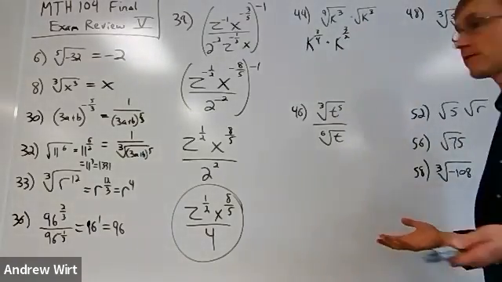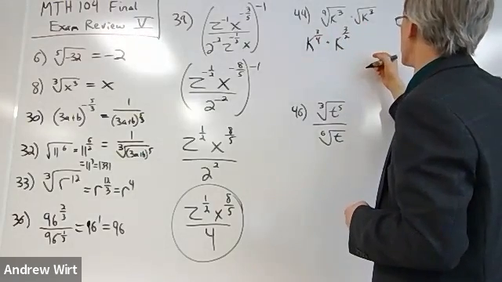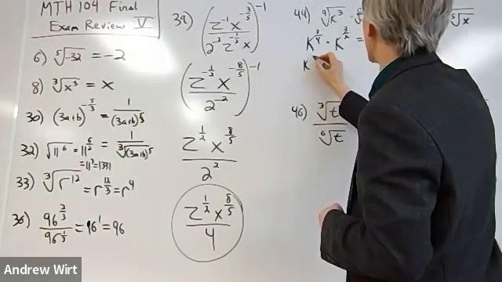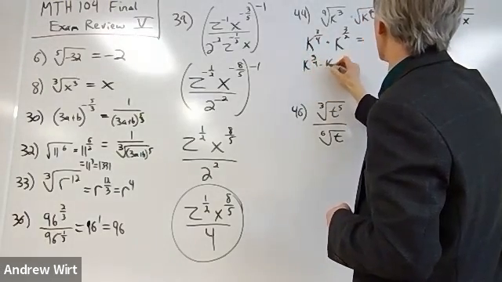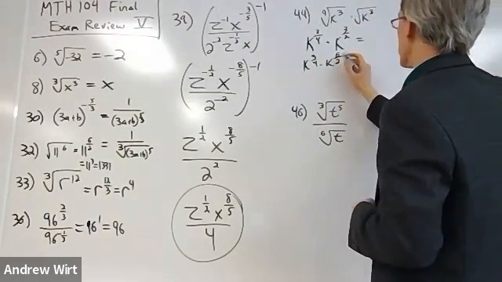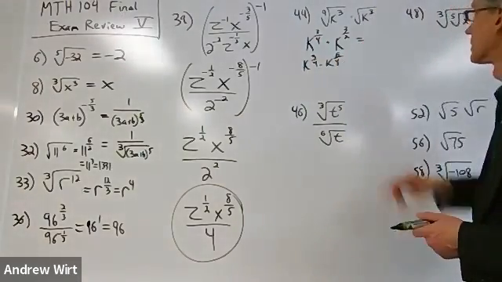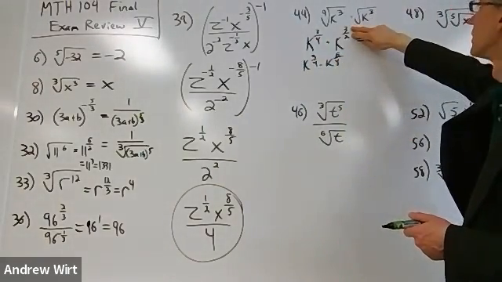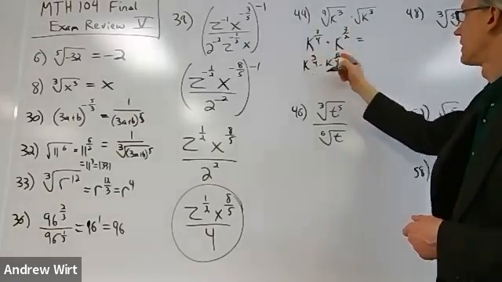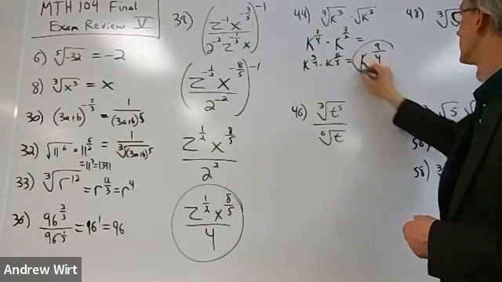And now we can use properties of exponents. Except when we combine these, we're going to need a common denominator. So this will be k to the 3/4 times k to the 6/4. All right, so I just changed 3/2 to 6/4. And now we've got a common denominator. Now we can add the exponents. So we get k to the 9/4.